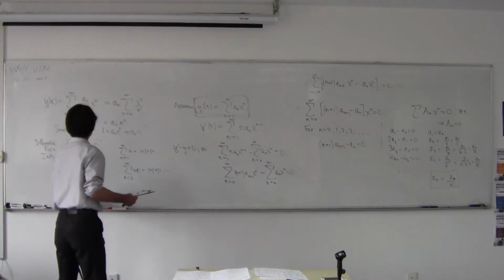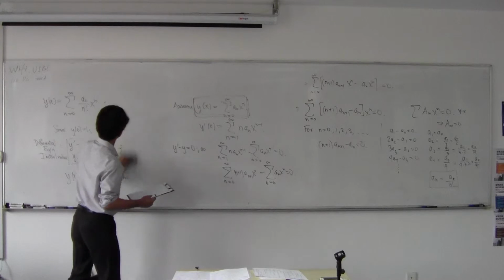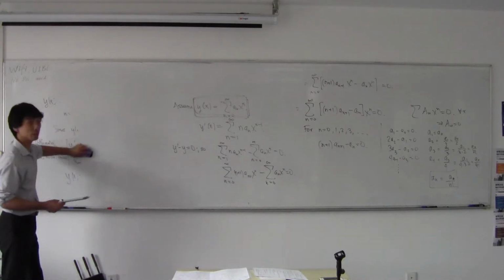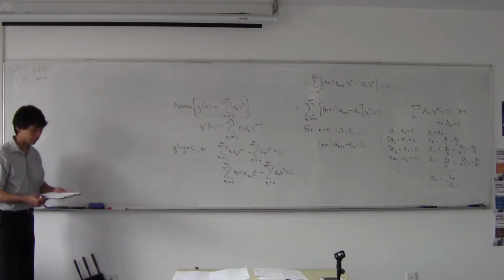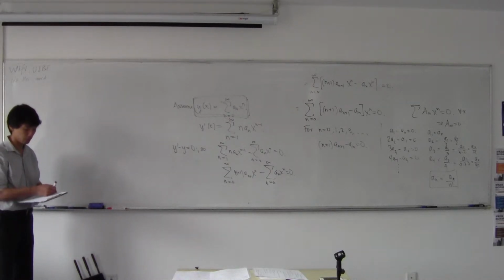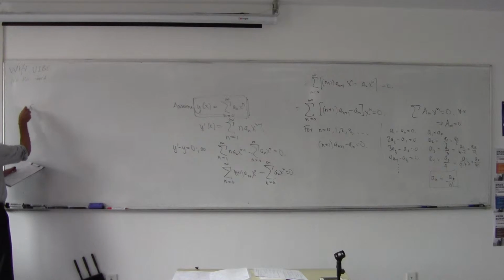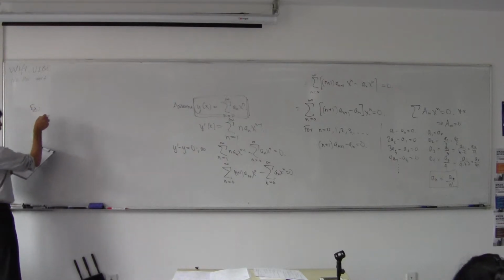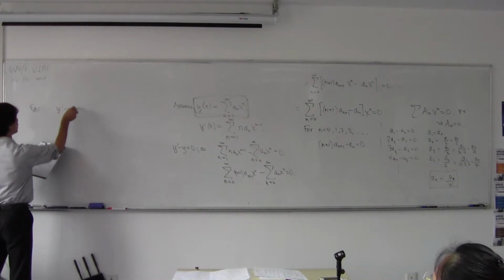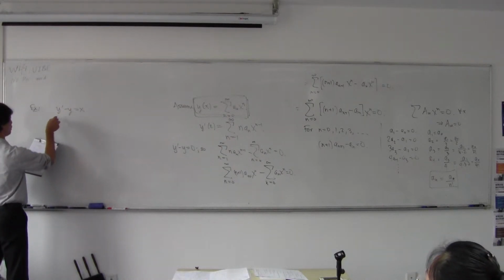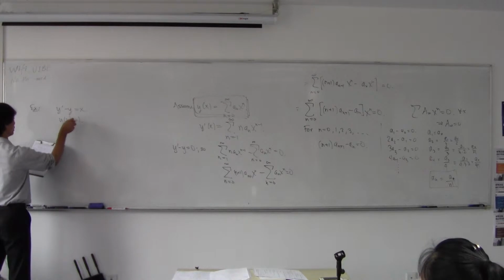Okay. I am going to let you try one. We have to do course evaluations today. So we only have a few more minutes to do this. But let me ask you to start trying this one. y minus y prime equals x. y at 0 is 1.